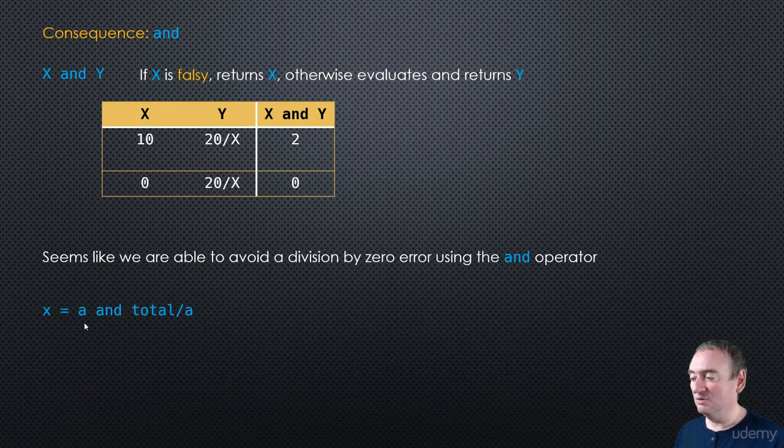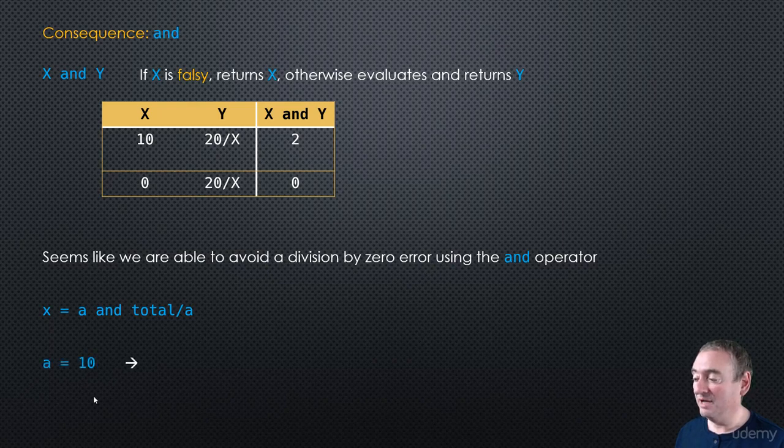We can say x equals a and total divided by a. Let's say we're trying to calculate an average where we have maybe a sum like total and a count, the number of samples, which is a. And at any point in time, we could have a count that, a, be 0. We don't know, right? Maybe it's right at the beginning. We haven't entered data yet. We're trying to compute the average. Well, this will then return a. It will not try to do the division by 0. But if a is greater than 0, then it will do the actual computation. So again, very handy to have.